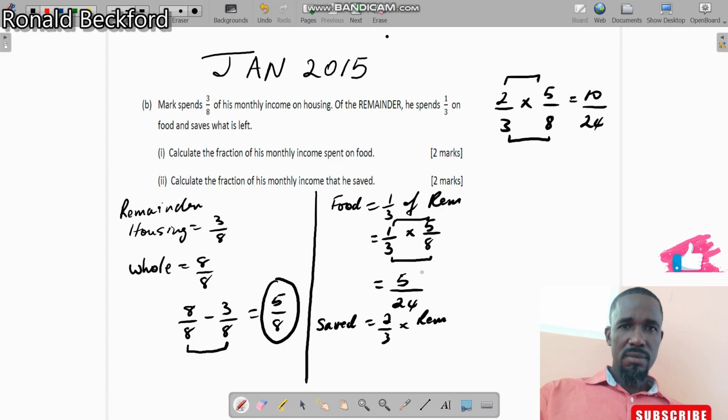and the fraction that was spent on food was equal to 5/24. And this is how we would approach a question like this. Please ensure that you read the question carefully and analyze what it is saying. Once you can do that, you'll be able to solve the question.